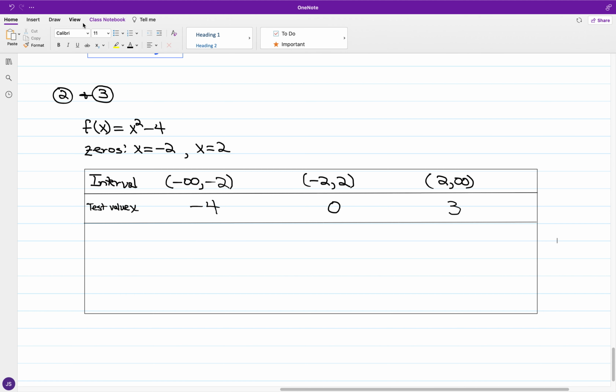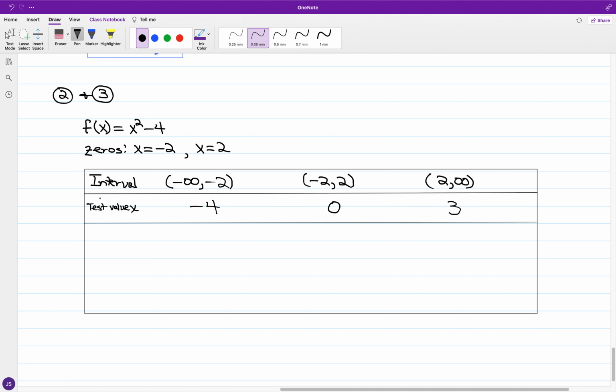All right. Now, after selecting, we'll be finding out what the value of the function is for each chosen value of x. So right now I have f of x equals x squared minus 4.